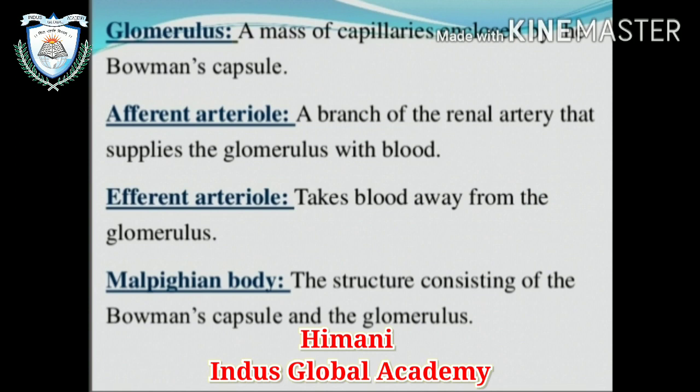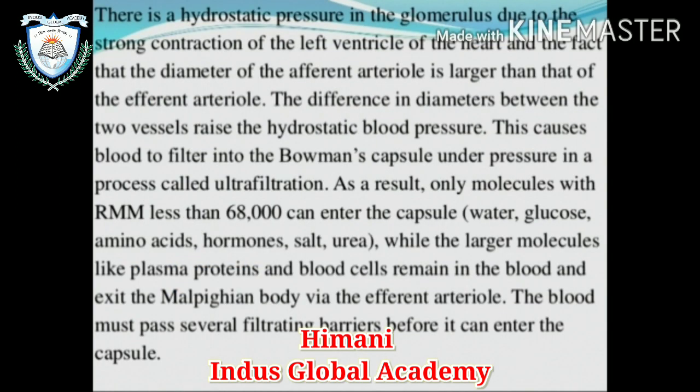After that, there is a hydrostatic pressure in the glomerulus due to the contraction of the left ventricle of the heart and the fact that the diameter of the afferent arteriole is larger than that of the efferent arteriole. The difference in the diameter between the two vessels raises the hydrostatic blood pressure. This causes blood to filter into the Bowman capsule under pressure. So that process is known as ultrafiltration.